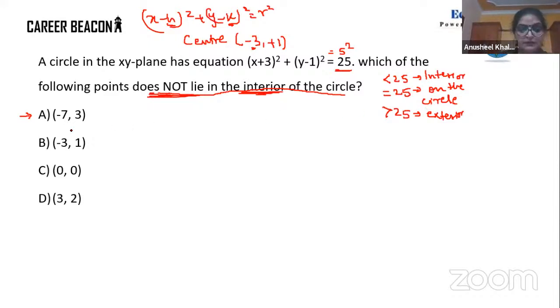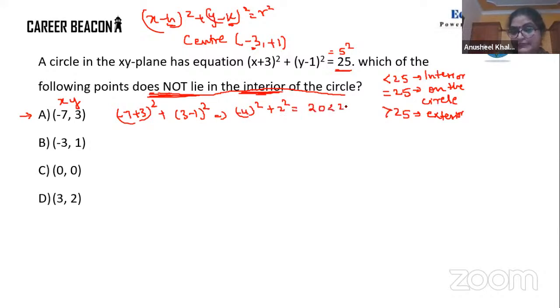So if we put the values of x and y in the given equation, what do we get? We get (-7 plus 3) the whole square plus (3 minus 1) the whole square. So what value do you get? You end up with (-4) squared plus 2 squared. This gives you 16 plus 4, 20. Now 20 is less than 25. That means this is in the interior, so we'll eliminate option A.